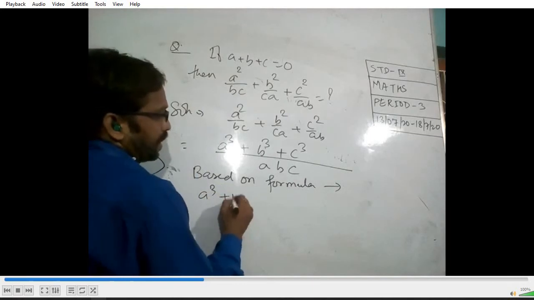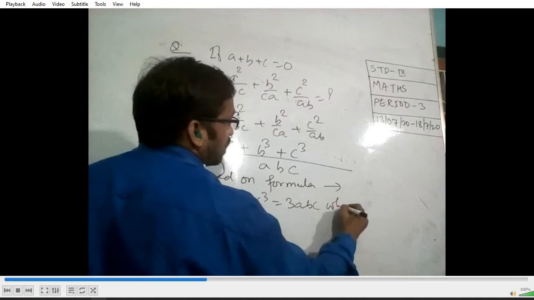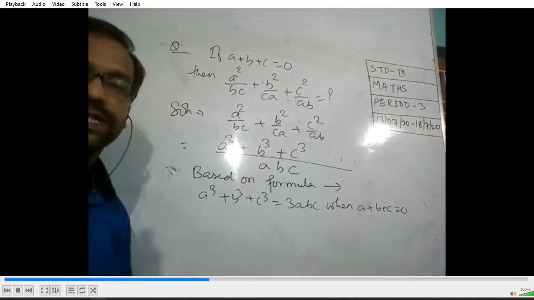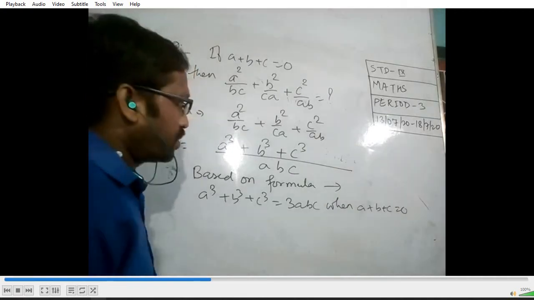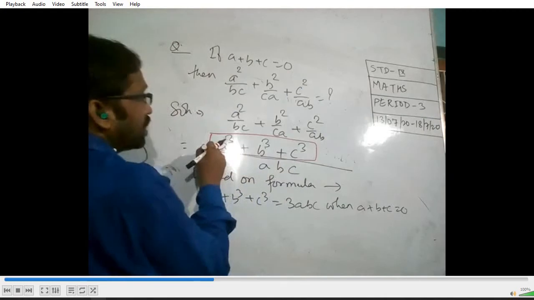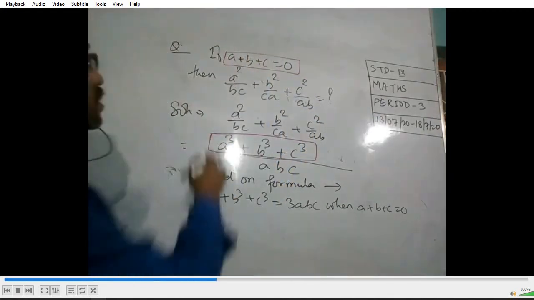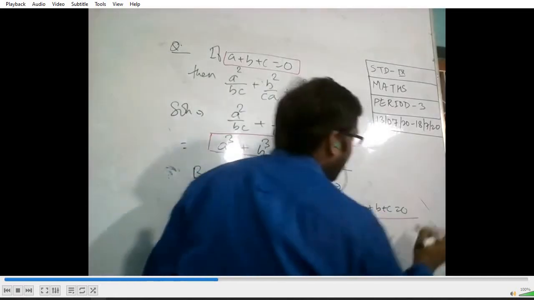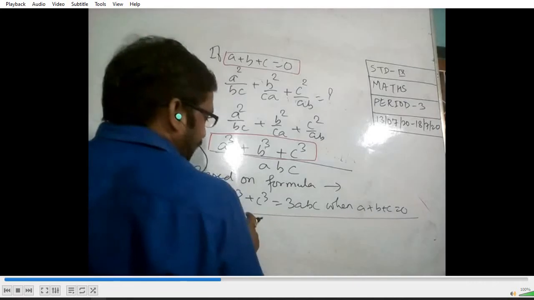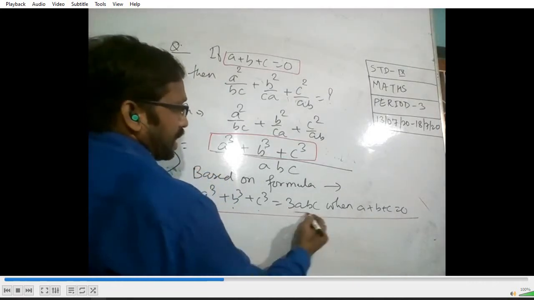Now remember that identity here, which is based on the formula: a cube plus b cube plus c cube is equal to 3abc where a plus b plus c is equal to 0. We have learned this formula in our classes. So see here, this is a cube plus b cube plus c cube, and this is also a plus b plus c equal to 0. So these satisfy this identity. Very good. So we can write that a cube plus b cube plus c cube is equal to 3abc.